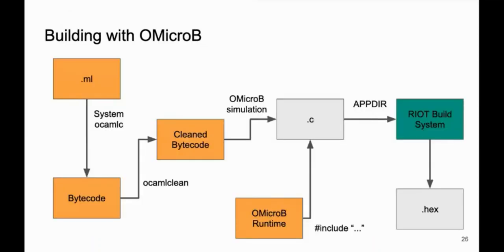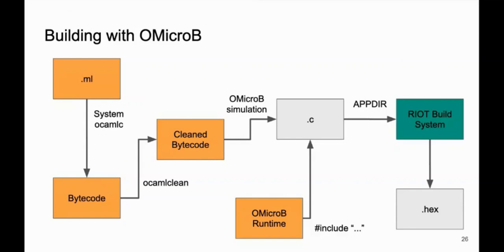An overview of how we've changed our build system with OMicroB. It's the beginning phase that is now slightly different. We have our ML file. Using the same system OCaml as before, we create our bytecode. We use OCaml clean to clean that bytecode to significantly reduce redundant information.